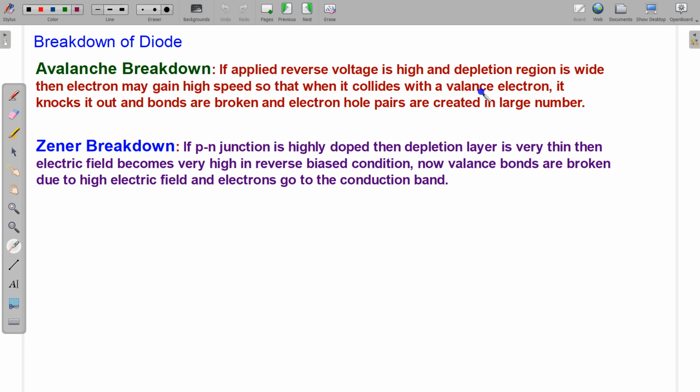If it collides with a valence electron, then it can transfer its energy to this valence electron, and that bond is broken. Then this valence electron will reach the conduction band, and in this manner a large number of electron hole pairs can be generated and current is increased sharply. So it collides with the valence electron, knocks it out, bonds are broken and electron hole pairs are created in a large number. So this is known as avalanche breakdown. It increases current very sharply.